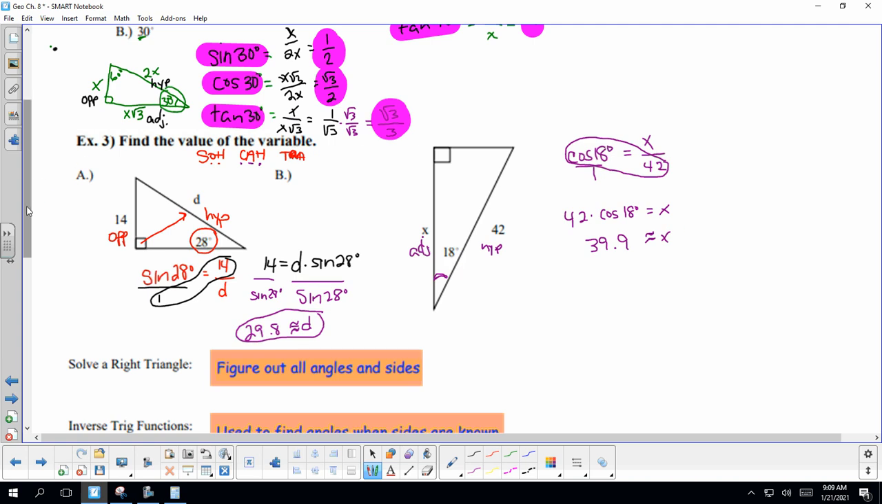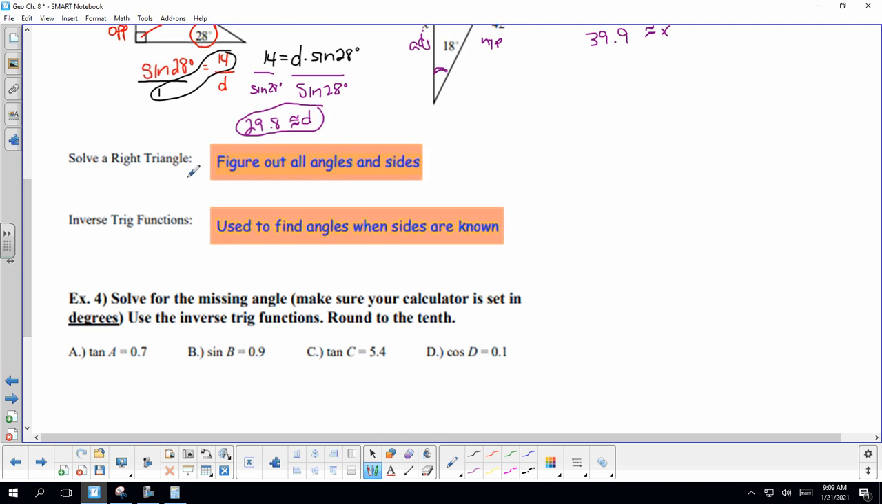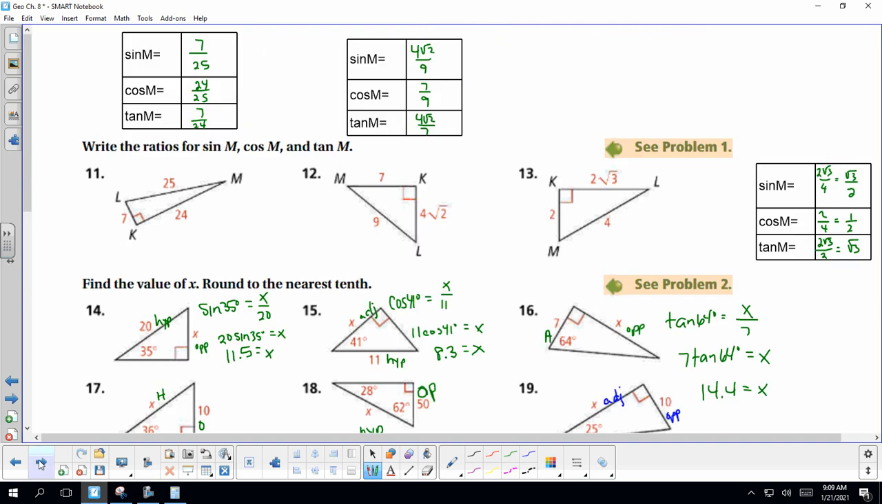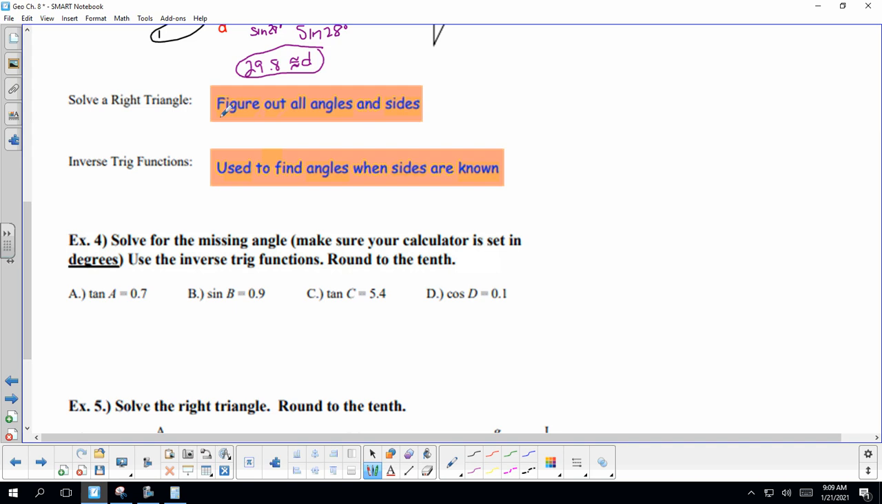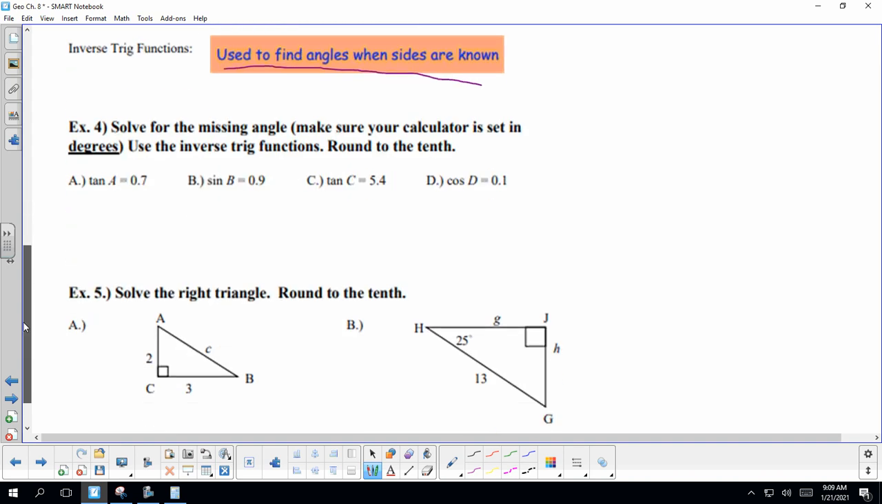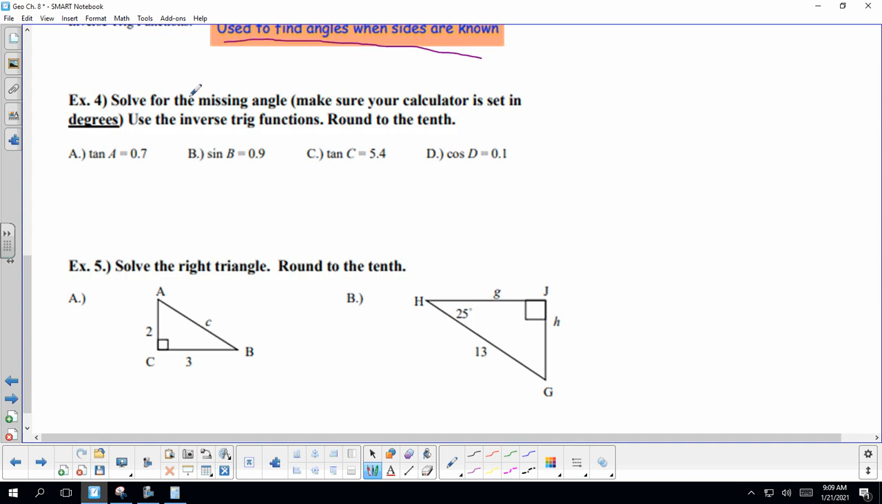All right. When you are asked to solve a right triangle, you're asked to find all the angles and all the sides. Inverse trig functions, we use that to find angles when the sides are unknown. So let's go ahead and do that for these two examples. So when I have tangent of A is equal to 0.7, angle A is the inverse tangent of 0.7. And let me show you on your calculator how to do that.